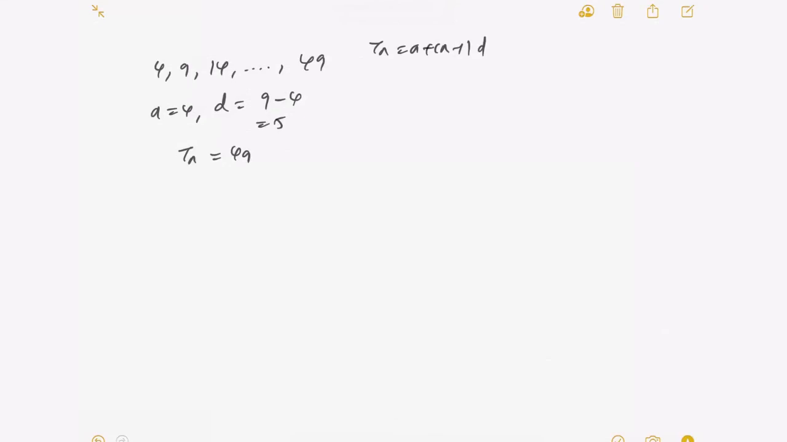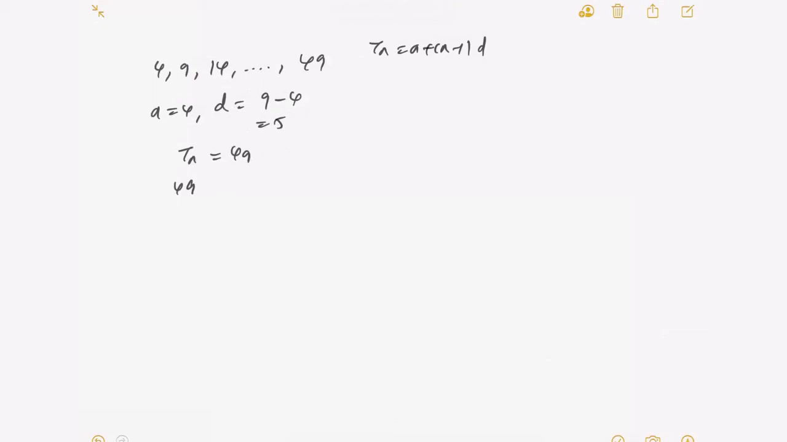Now, sometimes you may want to find the nth term. So let's say you have a number sequence like this. Let's say you have 4, 9, 14 until, let's say, 49. How many terms do you have? Okay, now my a is 4. My common difference is 9 minus 4, which is 5. So my Tn is now 49. Remember, Tn equals a plus n minus 1 d.